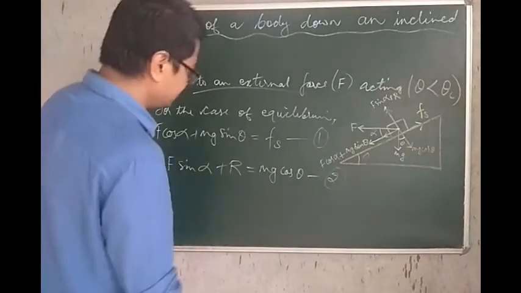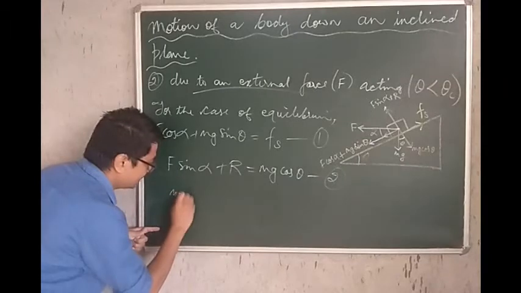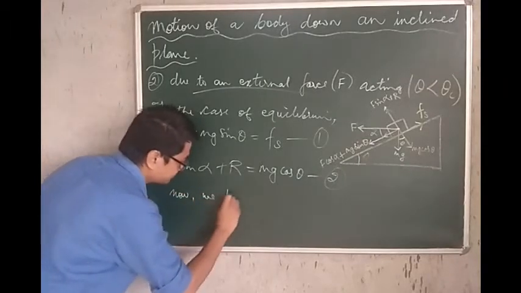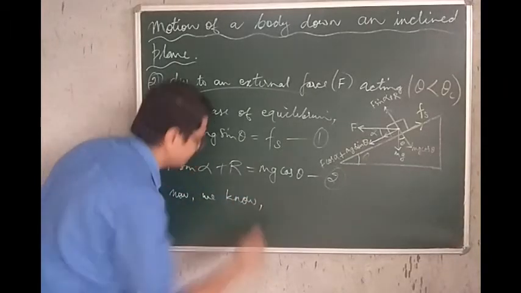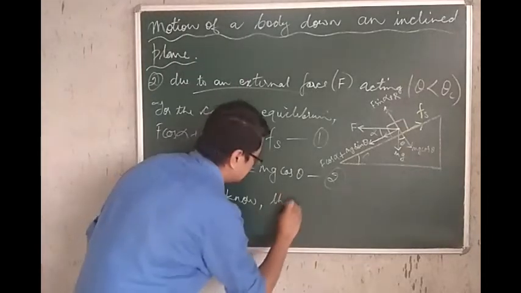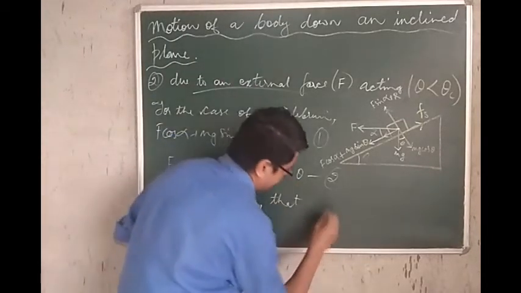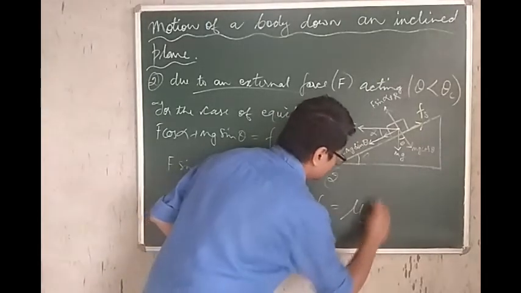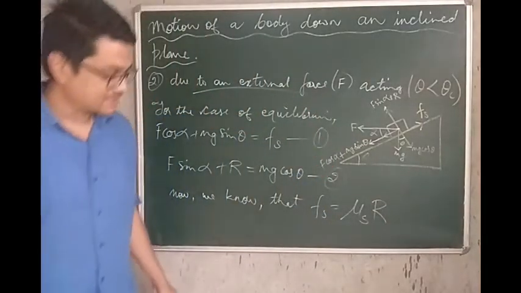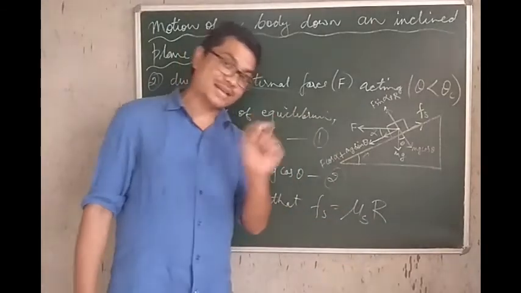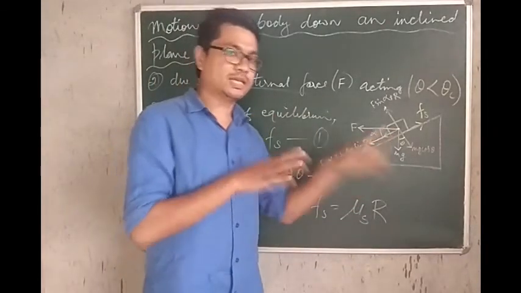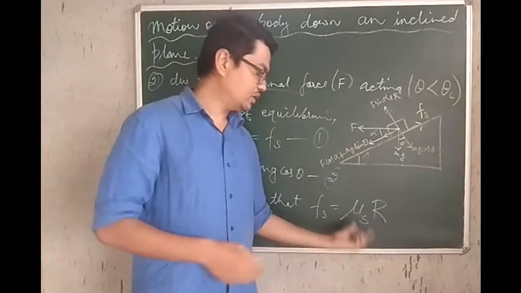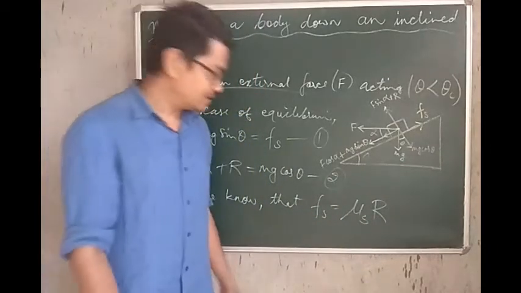Okay, now we know that f of s is equal to mu s into R, where mu s is the coefficient of static friction, because mind you, the body is on the verge of movement, therefore still static friction we consider.